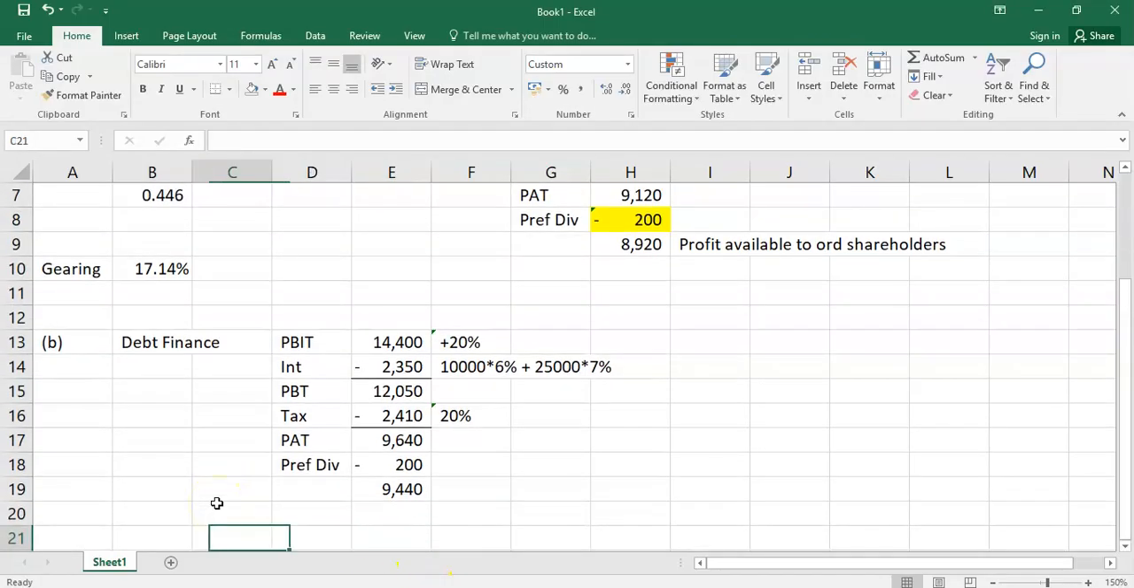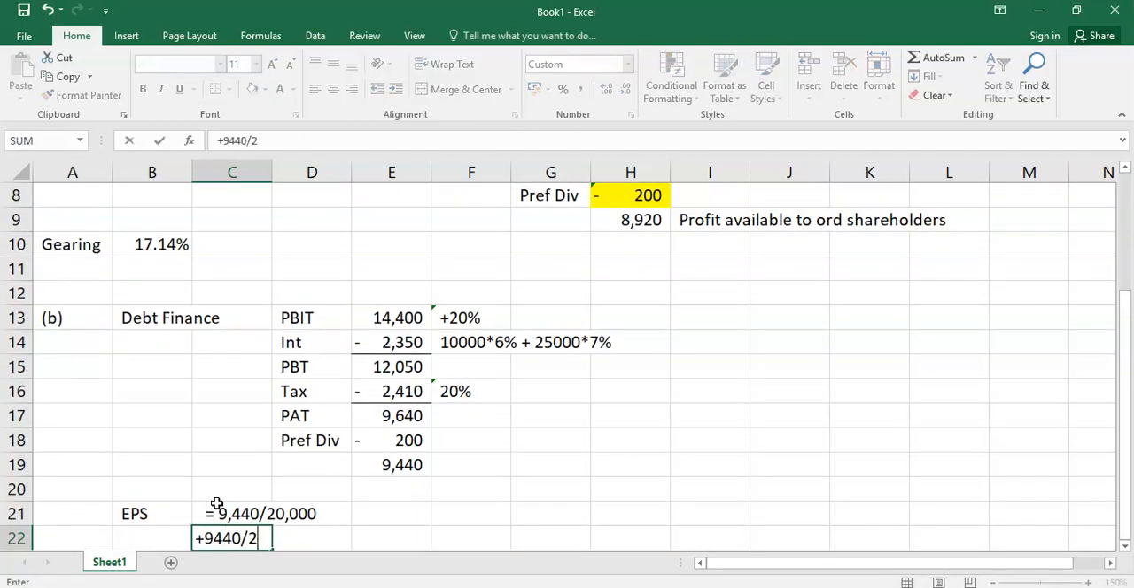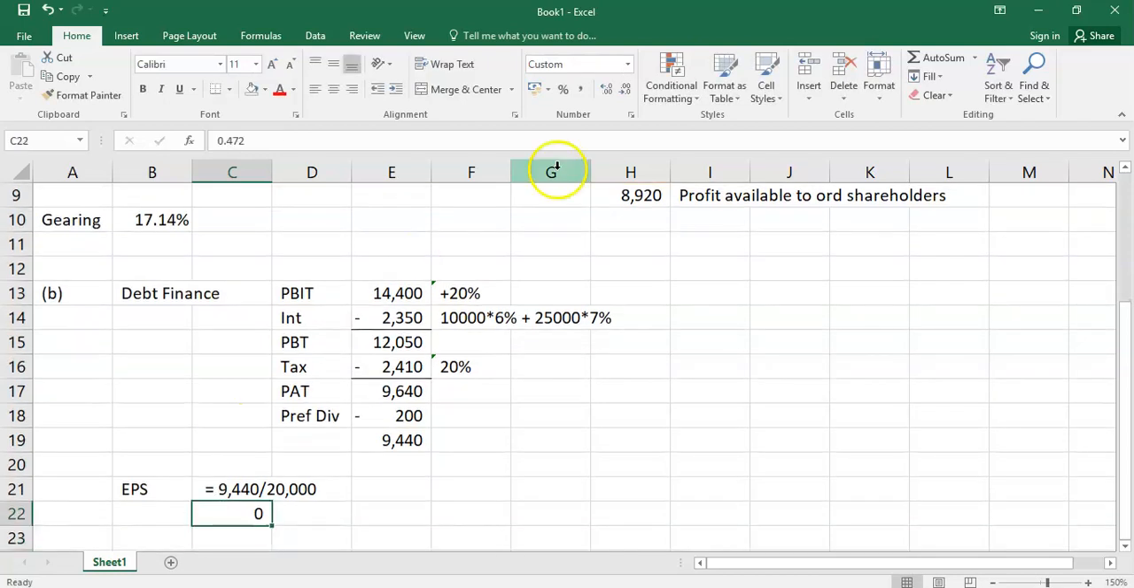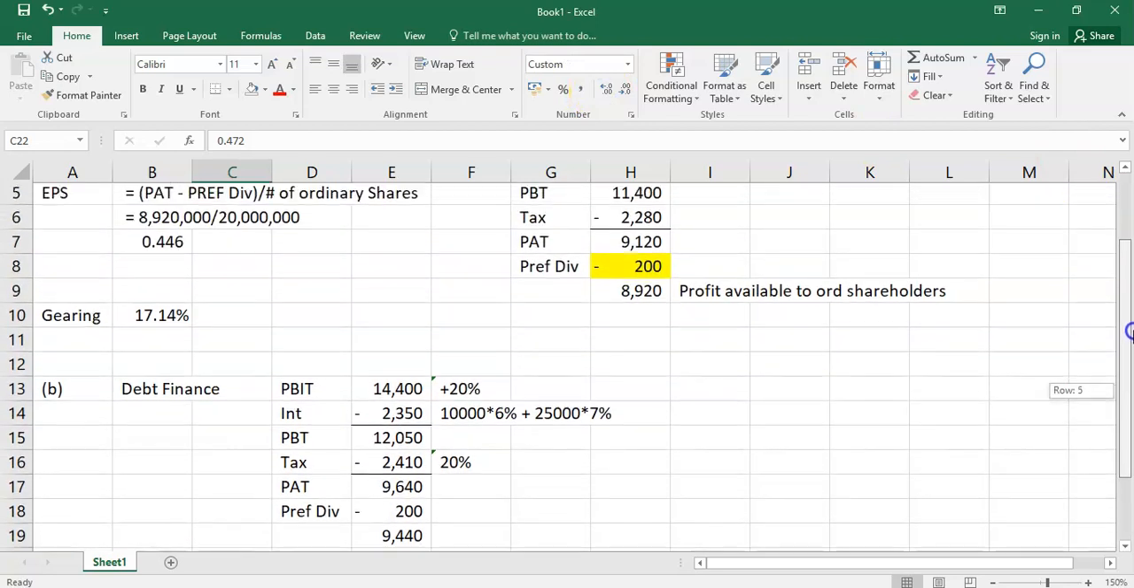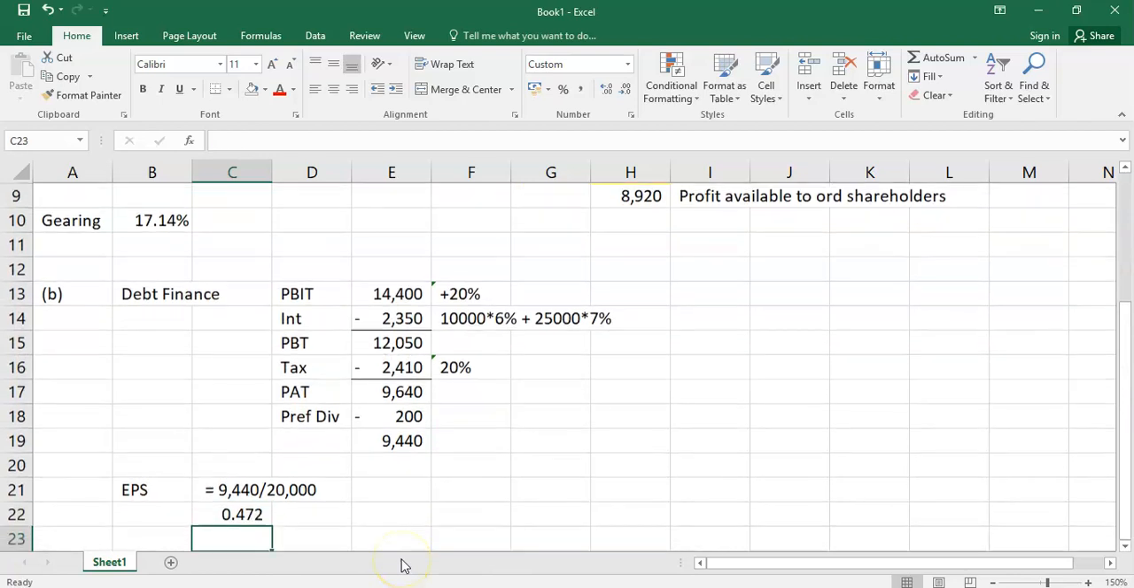So your earnings per share now will be 9,440 divided by 20 million. So remember, you didn't change the number of shares because you took on all debt. So there's no dilution of control. So in that case here, you still have the same number of shares, but you have a different profit. So your earnings per share, if you take on debt, it's gone up to 0.472. So it's actually increased marginally from the existing.